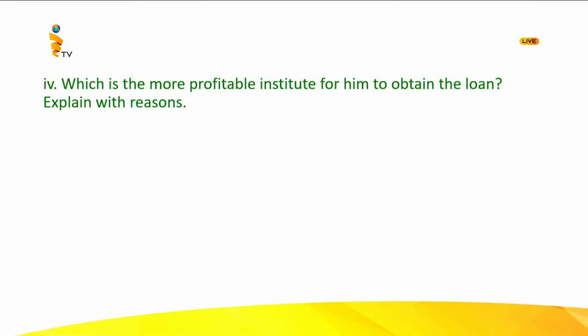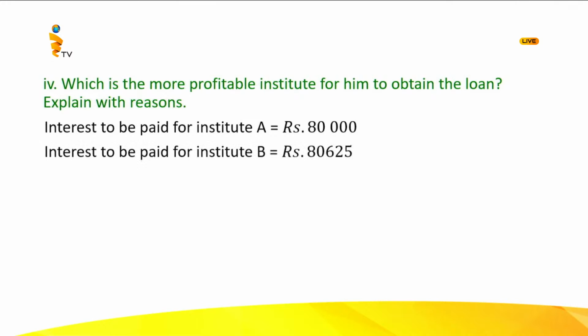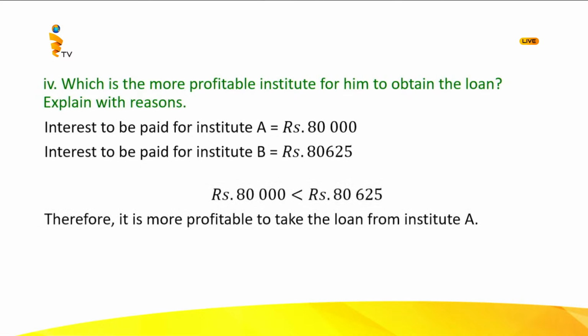Now they ask which is the more profitable institute for him to obtain the loan. Explain with reasons. We found the interest to be paid for Institute A is 80,000 rupees and the interest to be paid for Institute B is 80,625 rupees. So you can see the interest that should be paid for Institute B is more than the interest that should be paid for Institute A. Therefore, it is more profitable to take the loan from Institute A.